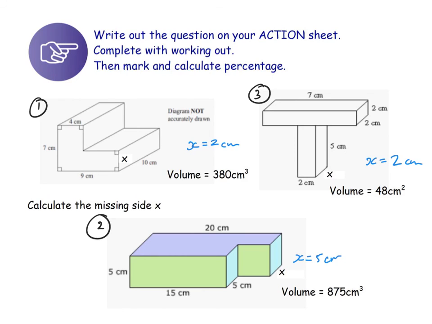So the answers are 2 centimetres, 5 centimetres and 2 centimetres, as you can see on the screen. So you can check your answers to make sure you've got them right, but you need to have shown all that working out to generate those answers. So hopefully you've done that well, and that's what your teacher will be checking.